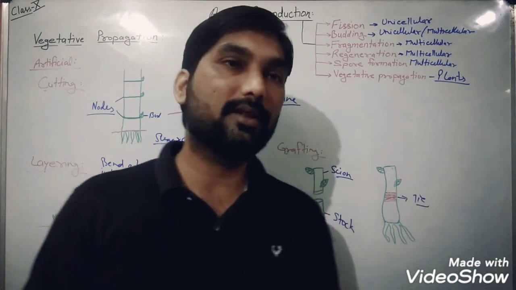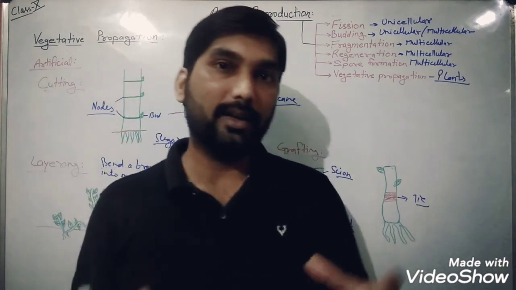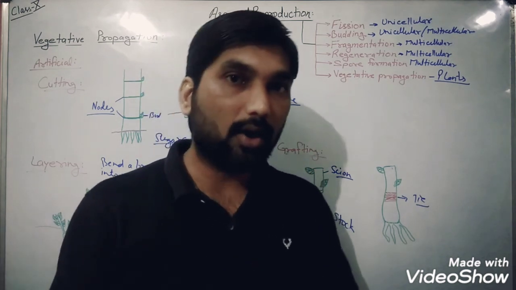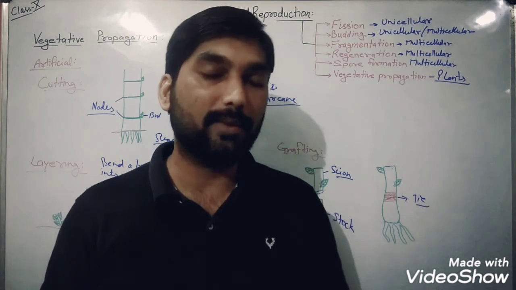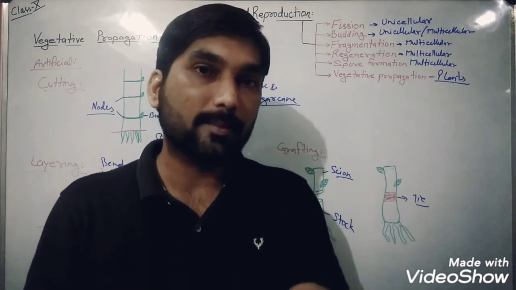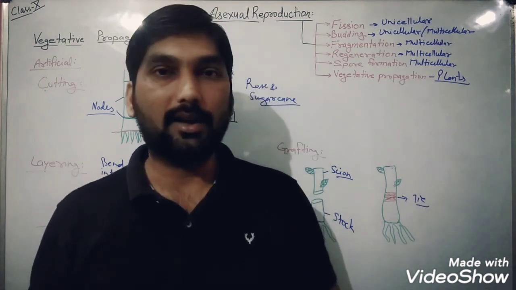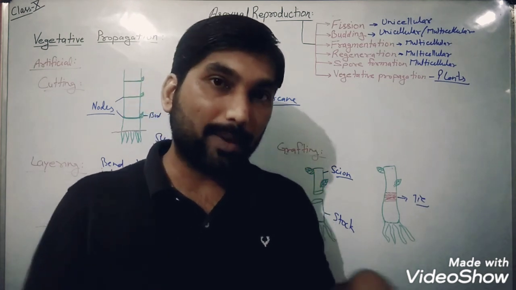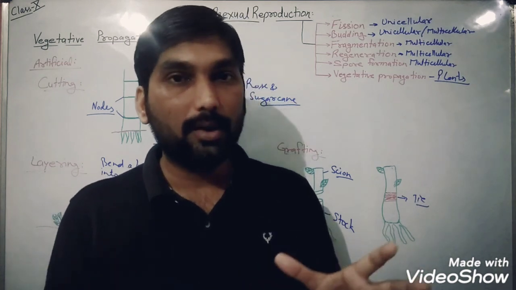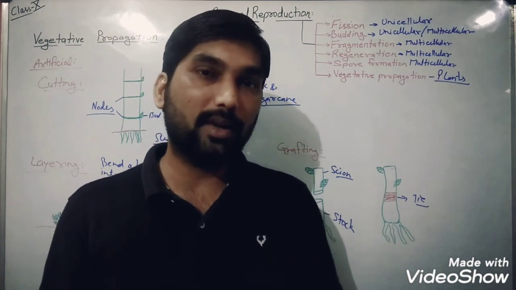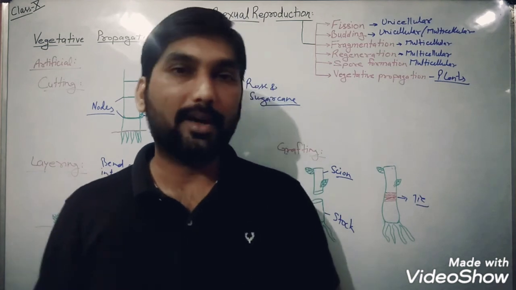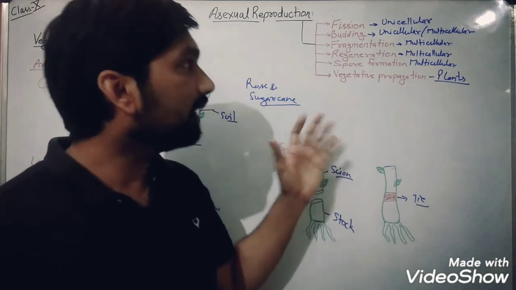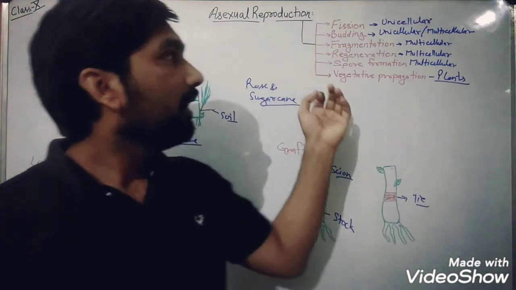One more disadvantage is that if the parent plant is suffering from a disease, all the offspring grown by this vegetative propagation will suffer from the same disease, and if they are not capable of adapting, the whole species is going to face difficulty. So these are some disadvantages along with the advantages of vegetative propagation. A number of questions are asked in the examination on these topics.